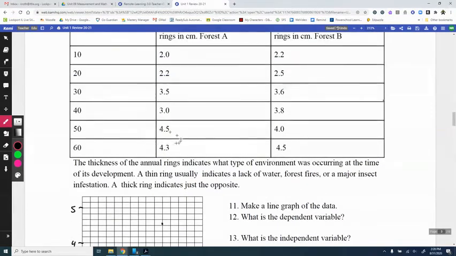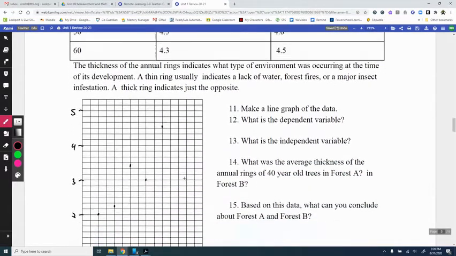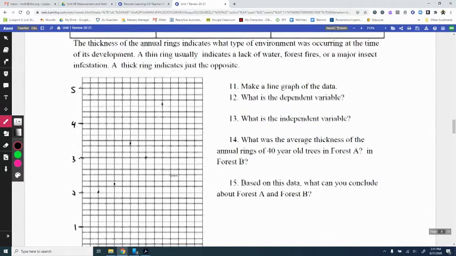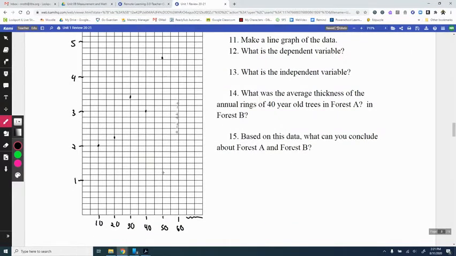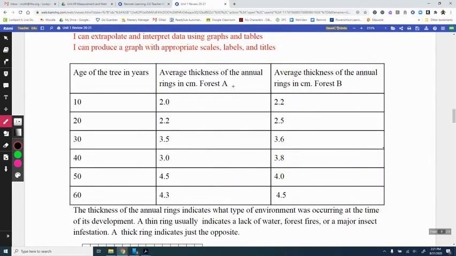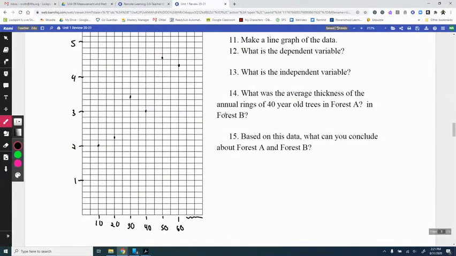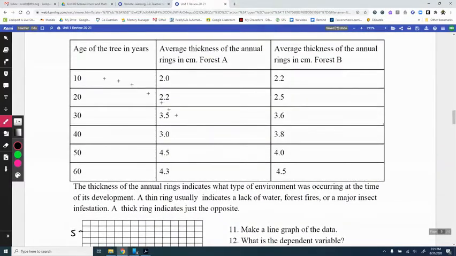And 60, 4.3. So again, that went down a little bit. 60, 4.3. There we go. So which one is that? That is the average thickness of forest A. So now we're going to connect those dots. All right, so that's forest A. We're just going to label that, right there. Okay, so next we're going to do forest B.